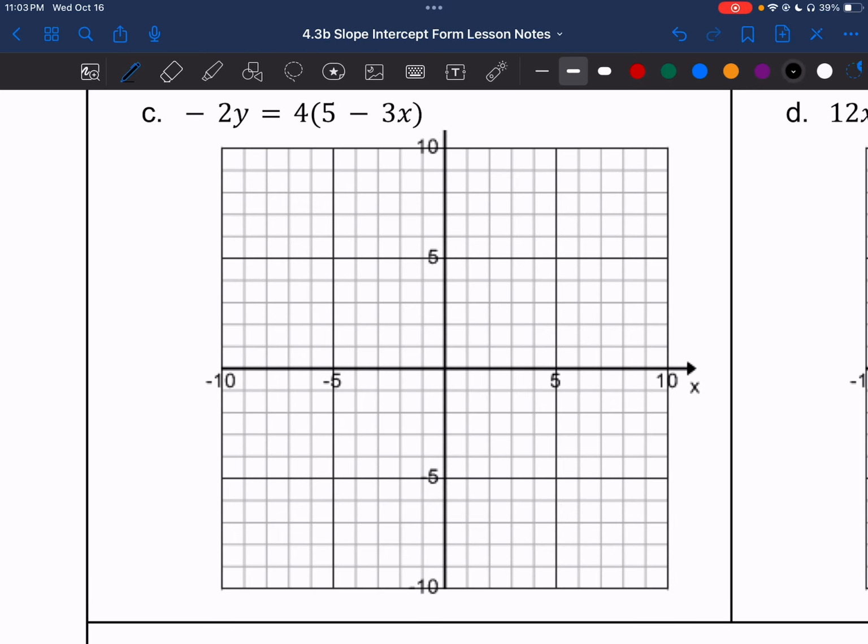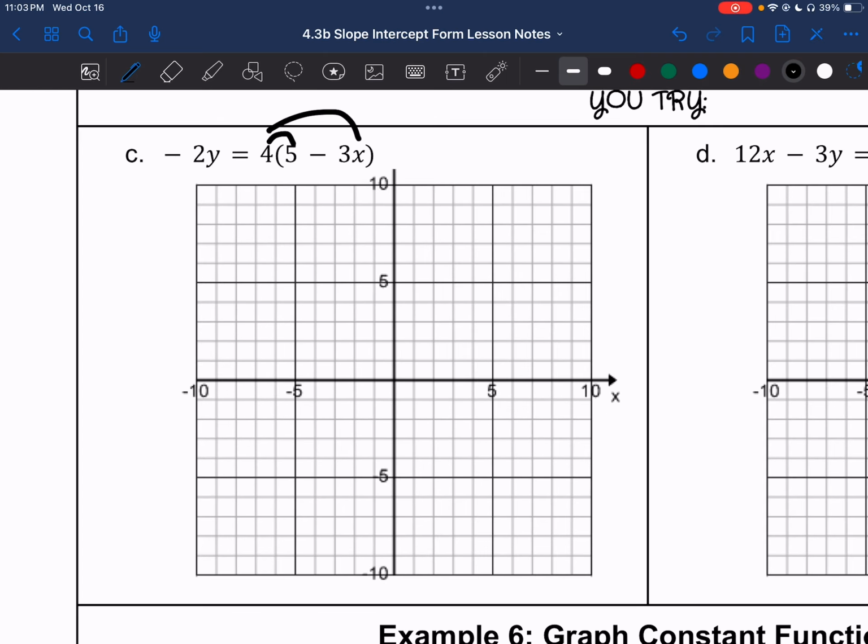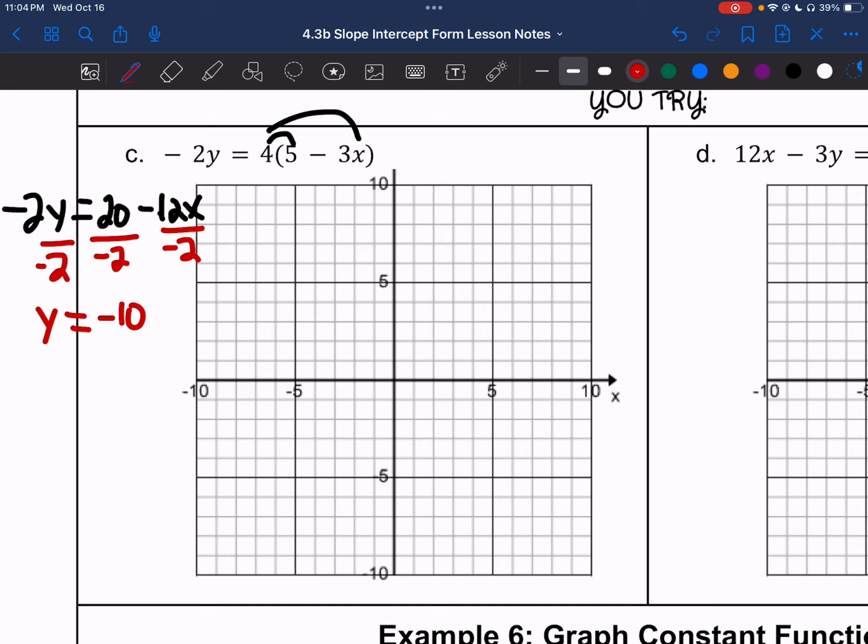All right, letter C. My first step, I need to distribute the 4 times the 5 and the 4 times the negative 3x. So I get negative 2y is equal to 4 times 5 is 20, and 4 times minus 3x is minus 12x. Now my second step is going to be divide by negative 2, and I need to do this to all three of my segments. I get that y is going to be equal to 20 divided by negative 2 is negative 10. Negative 12 divided by negative 2 is plus 6x.